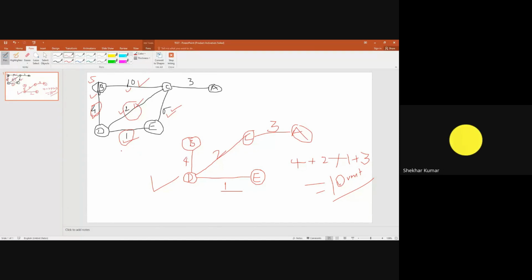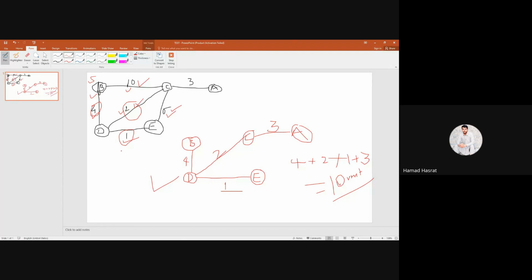Okay, so in Prim's algorithm, we have found a minimum spanning tree that covers all the vertices. And the cost was minimum in this example. Okay, the cost was 10 units.